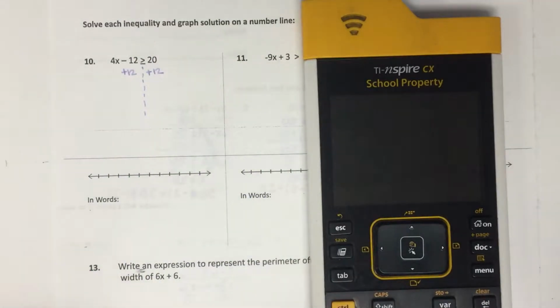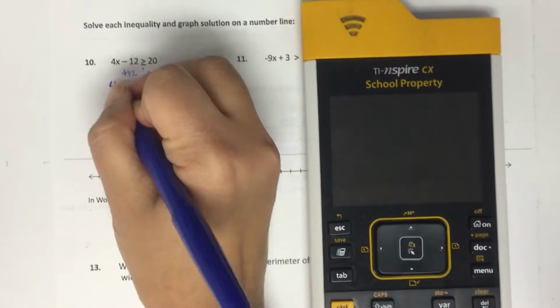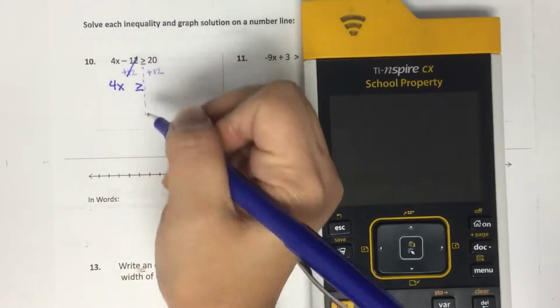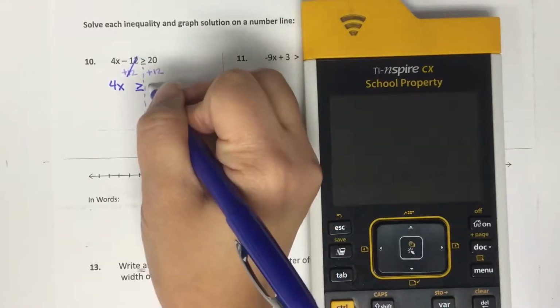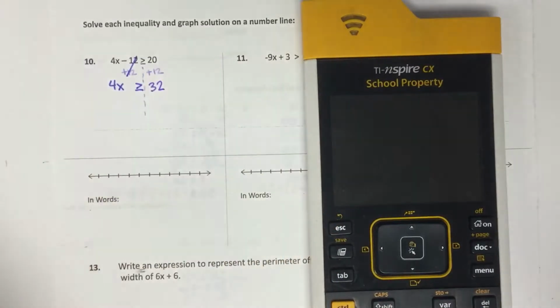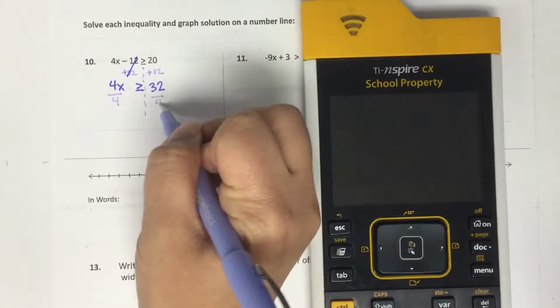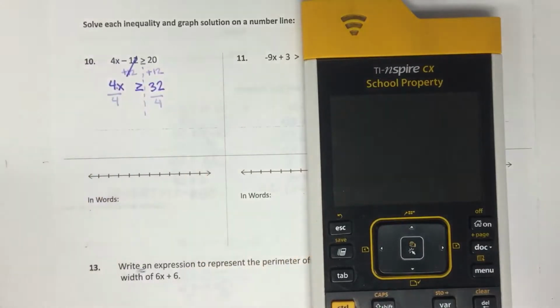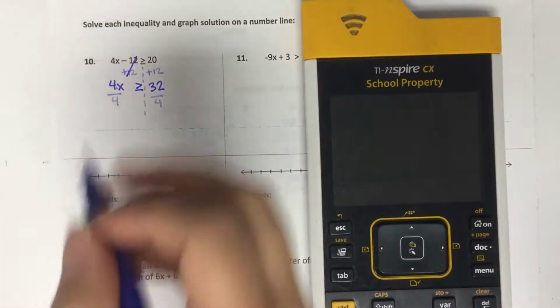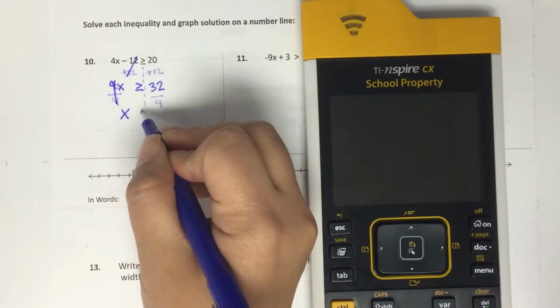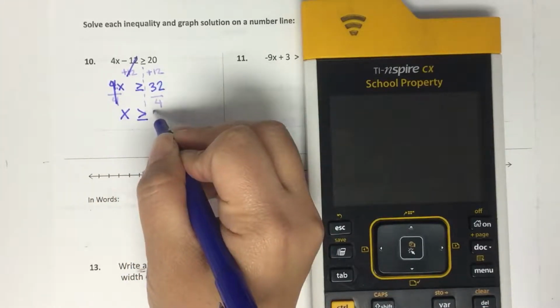When we do that, I'm left with 4x. My 12s cancel out. My inequality is still greater than or equal to, and we're left with 32. Next step would be to divide everything by 4 because that's the inverse here. Whenever you have a variable with a coefficient, multiplication is implied, so the inverse is to divide. 4 divided by 4 reduces to a 1, so we're left with 1x, or I could just say x is greater than or equal to 8.